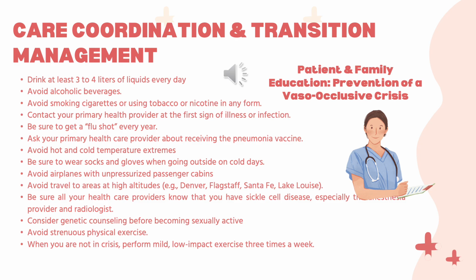Lifestyle modification. Avoid smoking or using tobacco or nicotine products because these can impair circulation and exacerbate the hypoxia. We also want to teach these patients to stay away from hot and cold temperature extremes, teaching them to wear socks and gloves whenever they're going outside in cold weather so that we can prevent vasoconstriction.